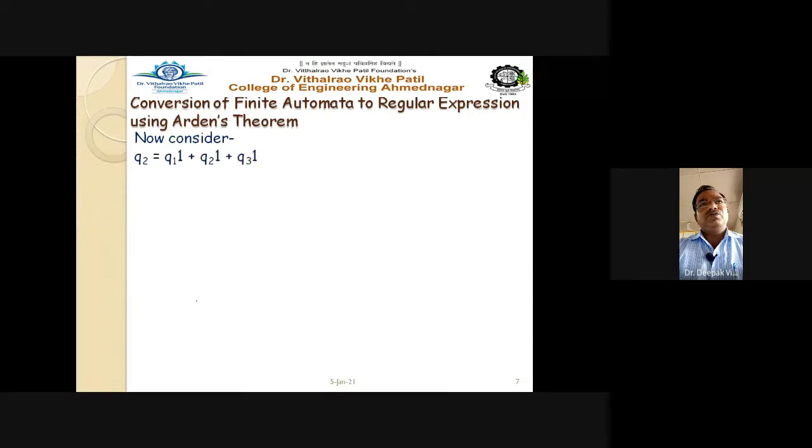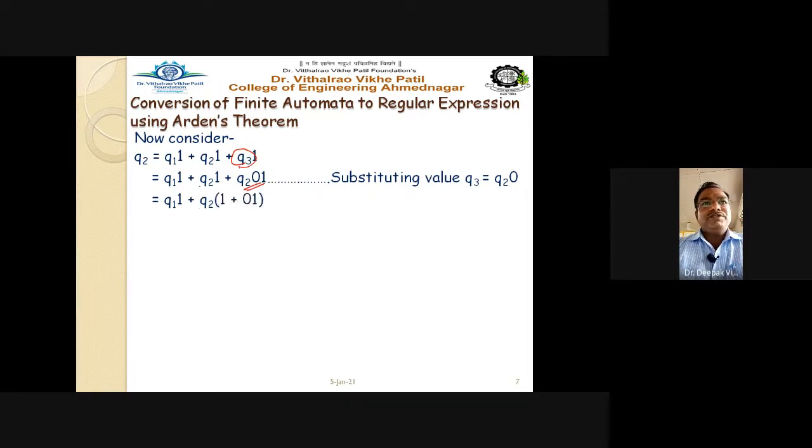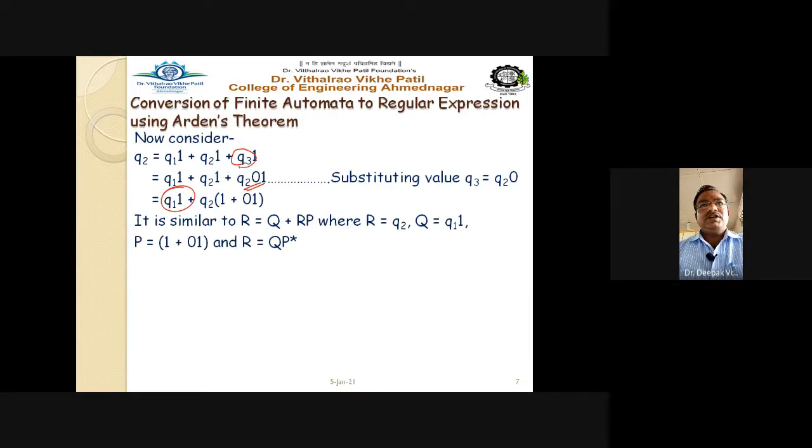Now consider Q2 equals Q1 dot 1 plus Q2 dot 1 plus Q3 dot 1. Replace the value of Q3, so Q3 equals Q2 dot 0, which I have written here. Now take Q2 common, and we get Q1 dot 1 plus Q2 into bracket 1 plus 0 1. Compare this with Arden's equation, R equals Q plus RP, where R equals Q2, Q equals Q1 dot 1, this entire term, and P becomes 1 plus 0 1, the complete bracket. And R equals QP star. This is the solution to this equation.